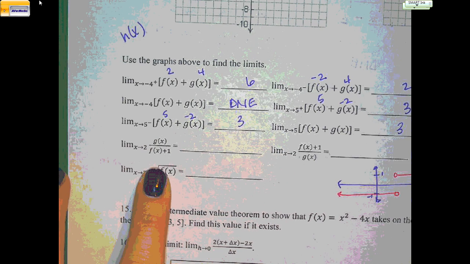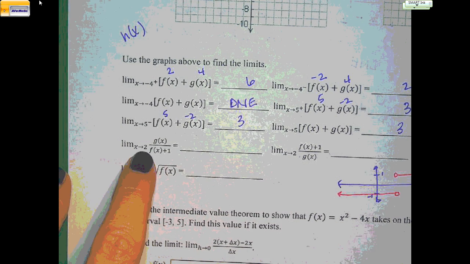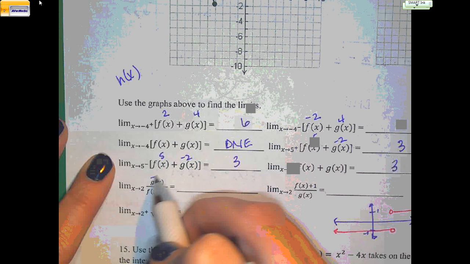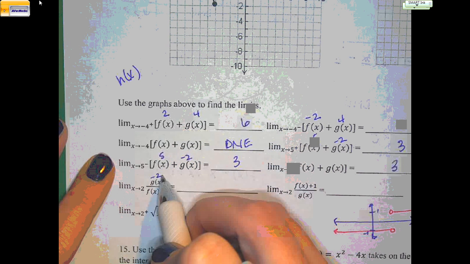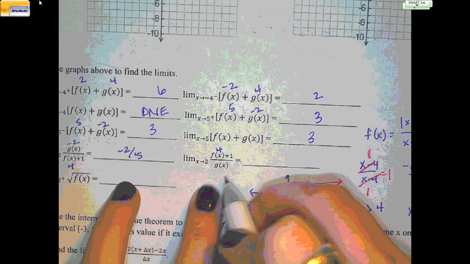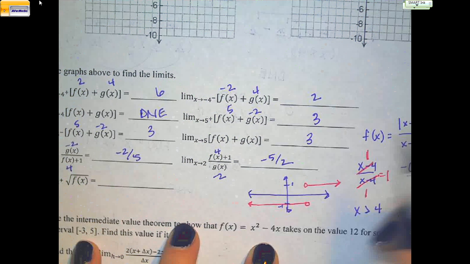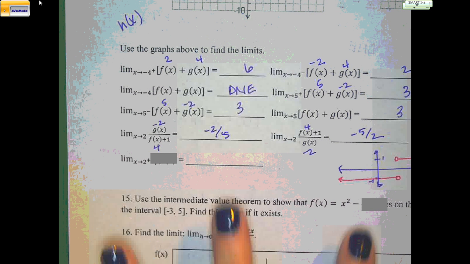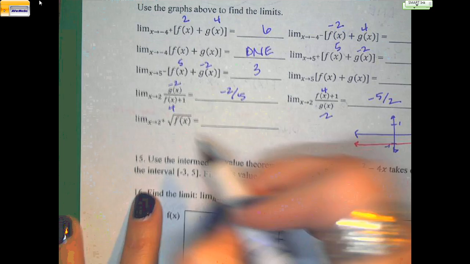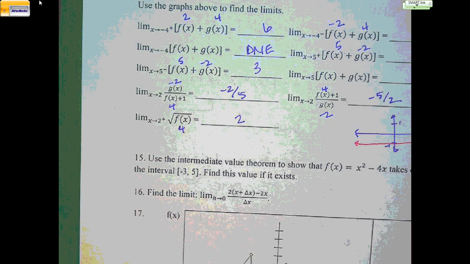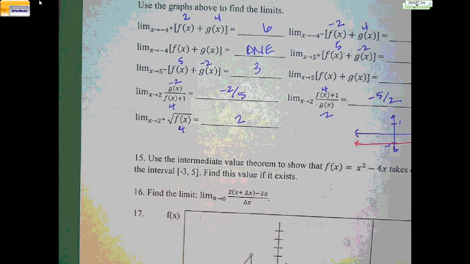All right, these guys aren't so bad. You just kind of plug stuff in. The value as we approach 2 for g of x is negative 2. The value as we approach 2 for f of x is 4. So this answer is negative 2/5. We just found this answer to be 4 and that one to be negative 2. So it's negative 5/2. The last one, as we're approaching 2 from the right, for f of x is 4. Square root of 4 is 2. Are there any questions on any of those? Is everybody okay?